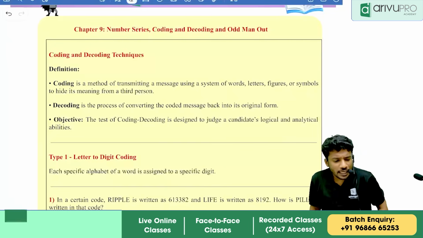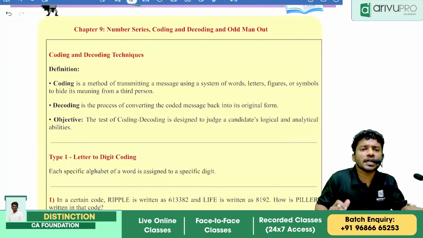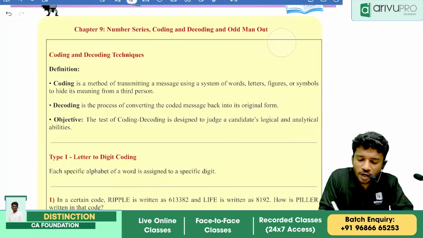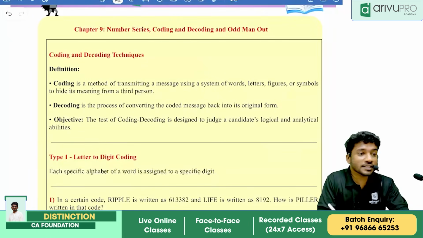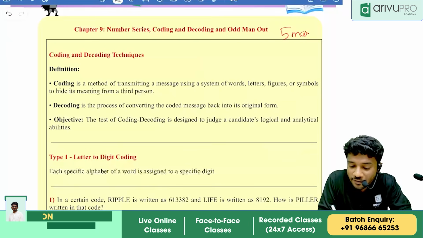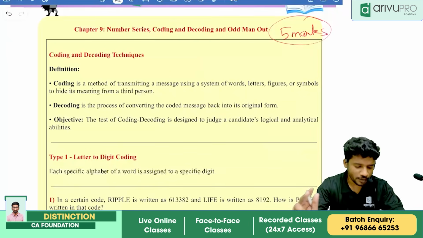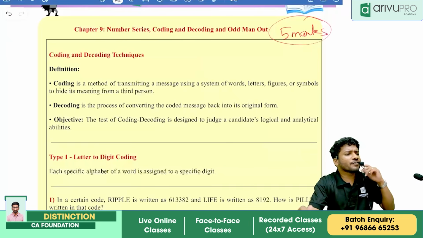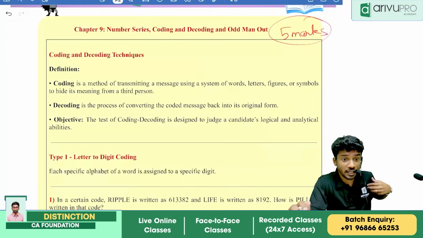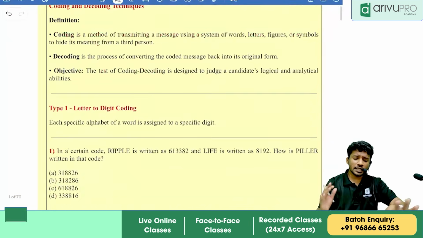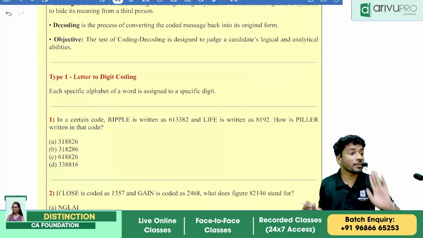Chapter number 9: Number series, coding, decoding, and odd man out. Do you know the weightage of this particular chapter? 5 marks is the weightage, and you will get a 5 marks question from this chapter no matter what. Now, people, there are different coding methods we are learning, and I'll be teaching all the methods. Then, solving the questions is completely up to you.